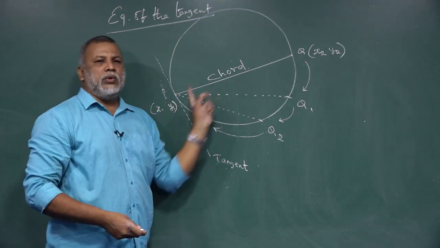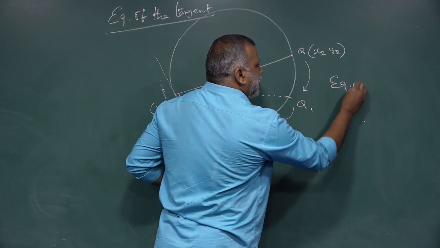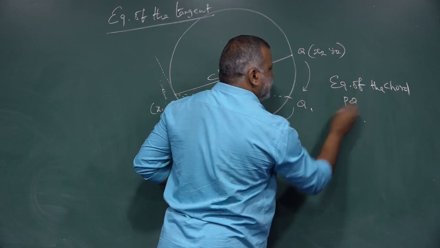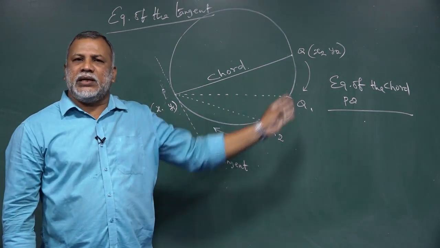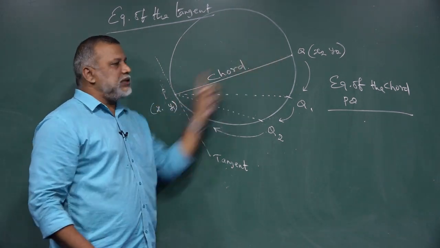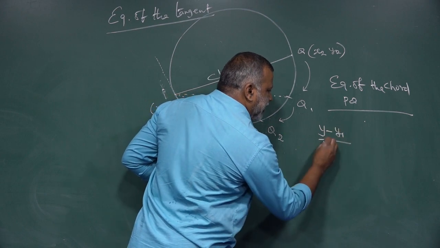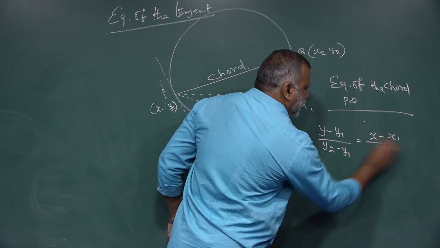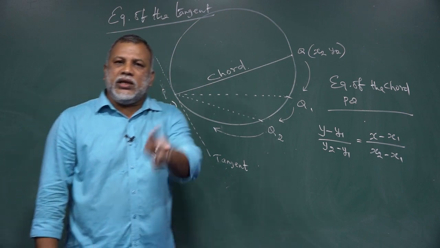Now listen, PQ. What is the meaning of PQ? We are able to find the equation of the chord PQ now. It is nothing but the line joining any 2 points. From your lower classes, you have a formula. What is the formula? (y minus y1) divided by (y2 minus y1) is equal to (x minus x1) divided by (x2 minus x1). This is the equation of the line joining any 2 points.